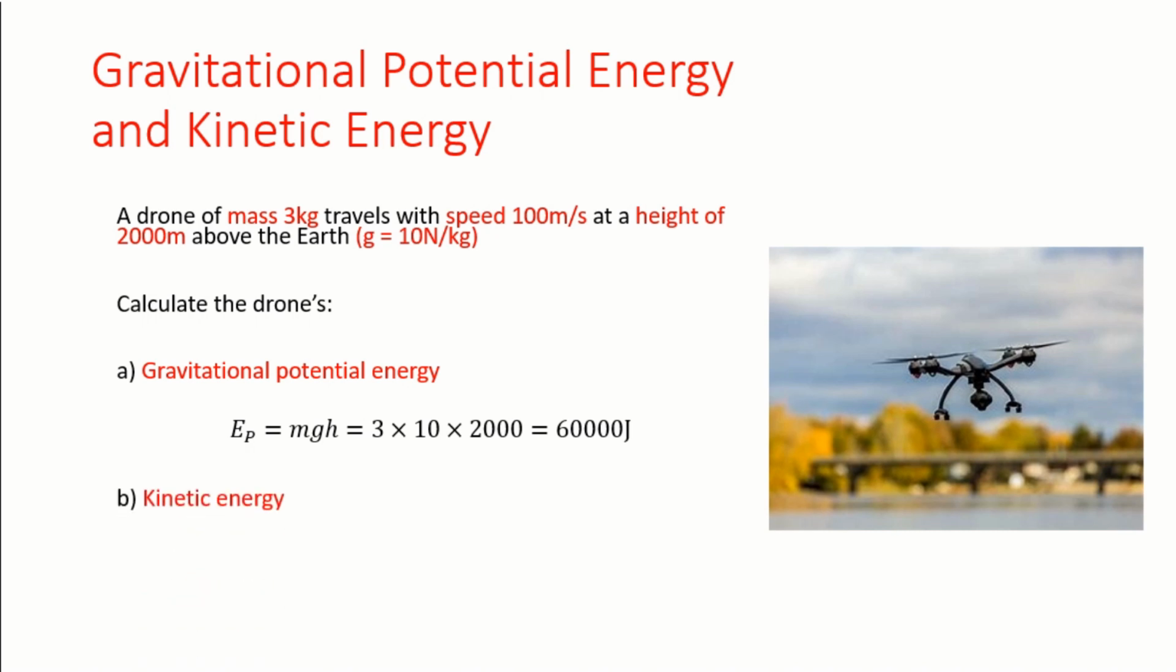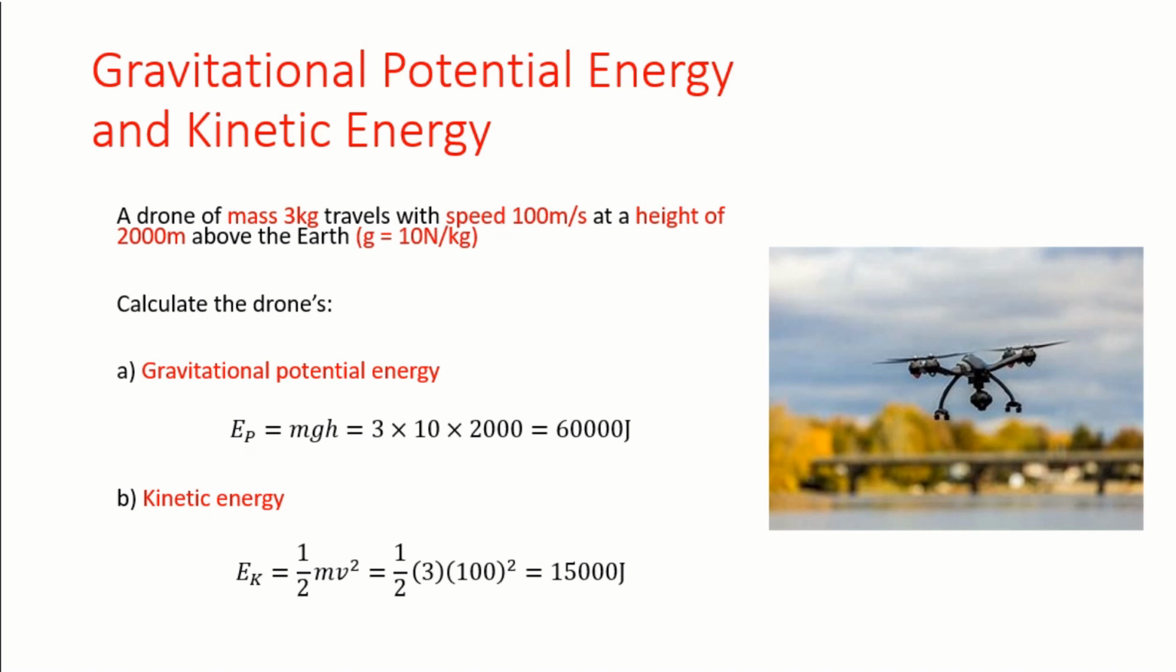Similarly, we could calculate the kinetic energy. Okay, and again, feel free to press pause at this point so that you can have a try and then play again when you're ready to go. Okay, hopefully we've got an answer to compare. EK, kinetic energy, half m v squared. Again, we know the mass is 3. Okay, speed 100. And so therefore, we've got a half of 3 times 100 squared gives you 15,000. Okay, so that's a quarter of the potential energy.